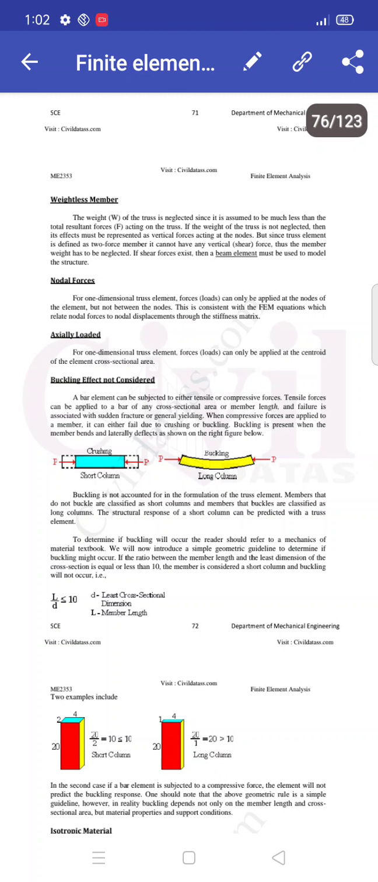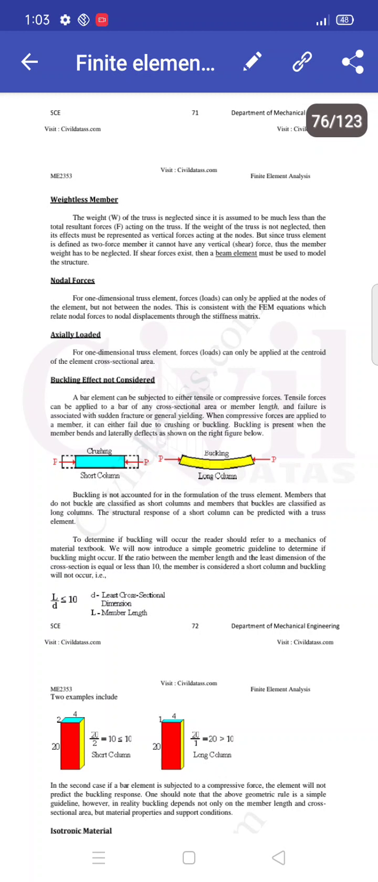Nodal forces. The one-dimensional truss element forces, that is loads, can only be applied at the nodes of the element but not between the nodes. This is considered with equations which relate nodal forces to nodal displacement through the stiffness matrix. Axially loaded. For a one-dimensional truss element, forces, that is loads, can only be applied at the centroid of the element cross-sectional area.